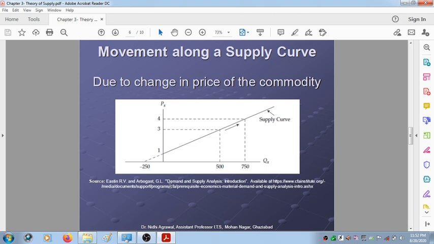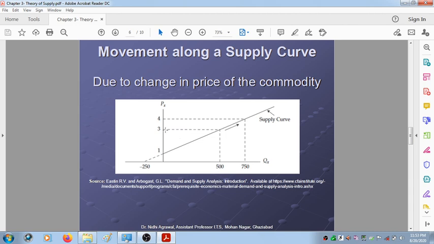Next is movement along a supply curve. The conditions are the same as we have already studied in the case of the law of demand. In the case of the law of demand, there was also a case of movement along a demand curve, so the same concept is applicable here. Movement along a supply curve is applicable when there is only a change in price. Other factors are assumed to be constant, meaning the ceteris paribus clause is applicable here.